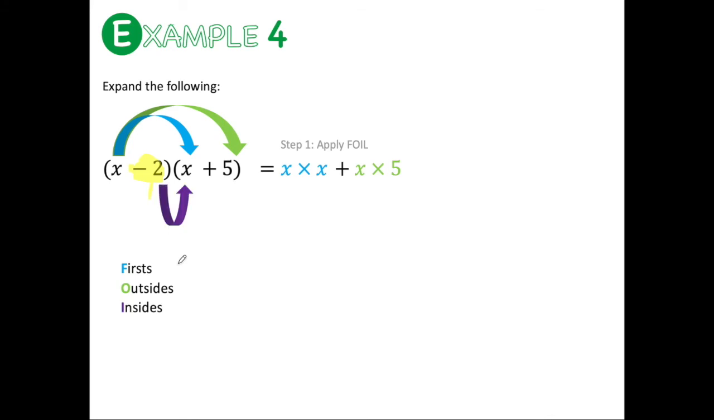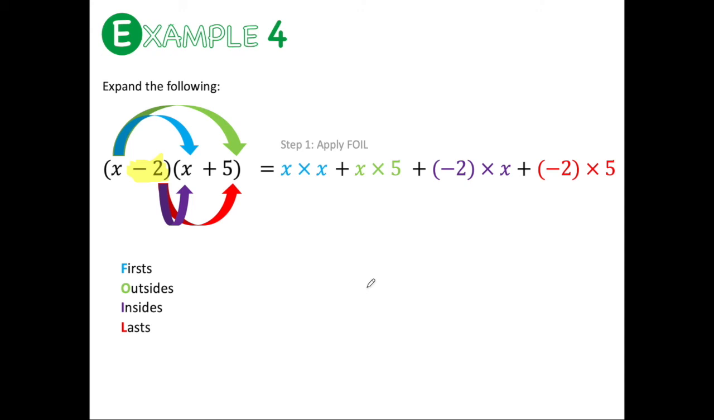My inside terms are going to be negative 2 and x, so plus negative 2 times x. Finishing off by looking at the last terms and multiplying the last terms together, that is going to be negative 2 multiplied by 5. So my expanded expression is x multiplied by x plus x multiplied by 5 plus negative 2 multiplied by x plus negative 2 multiplied by 5.